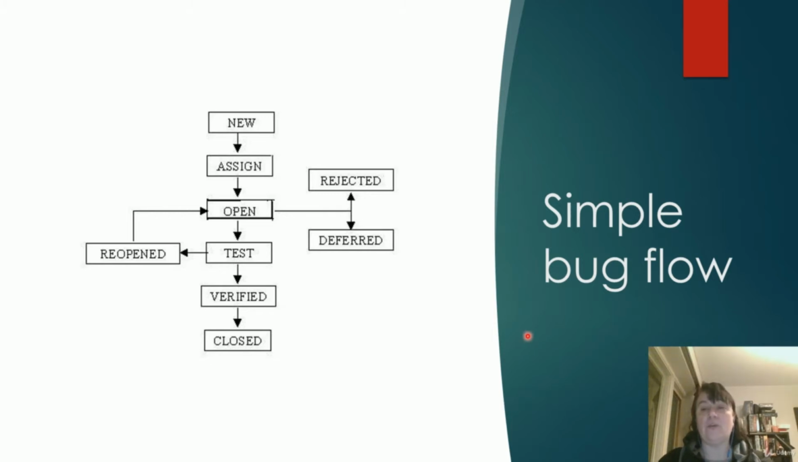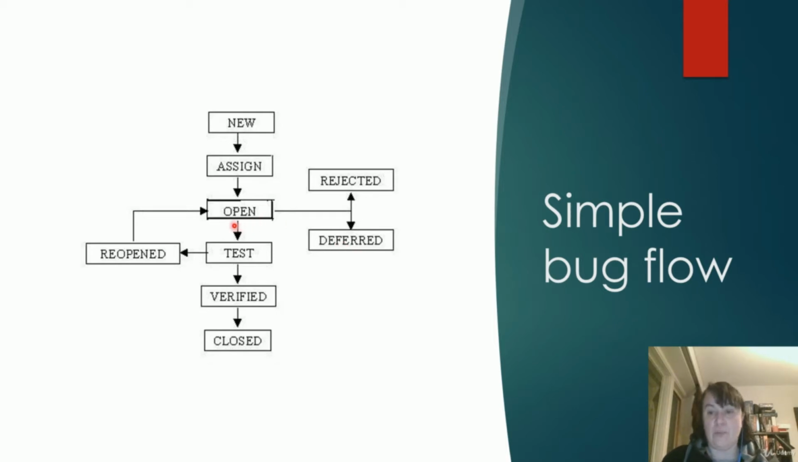Okay, so this is a little bit of a simpler bug flow. Here we start with new. It means the bug is reported, it's a new bug. Then we go to assign. That means the bug is assigned to somebody to fix. In most cases this would be a developer, but it can also be a game designer or an artist, somebody within your team. That person to whom the bug is assigned will be opening the bug, and they can either work on it, reject it, or defer it for some reason.